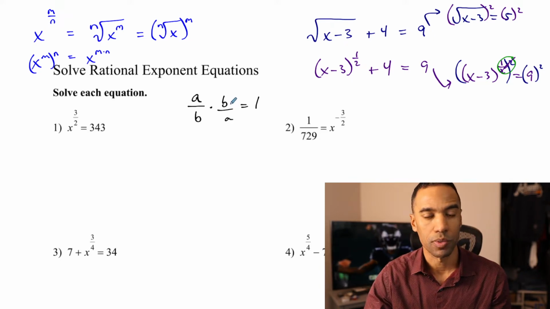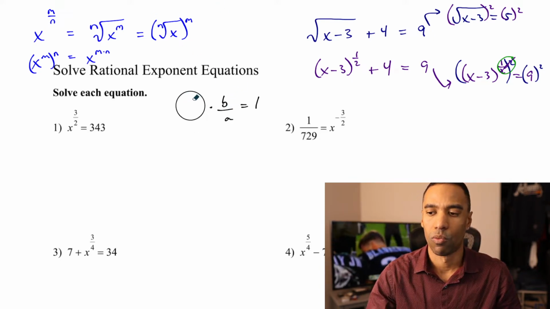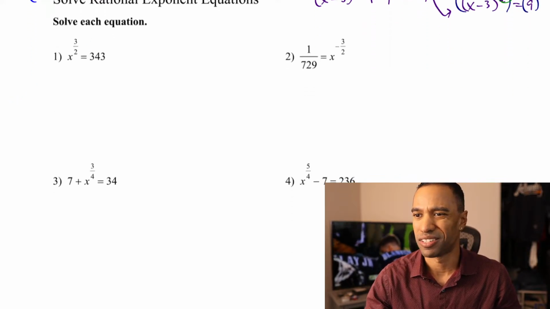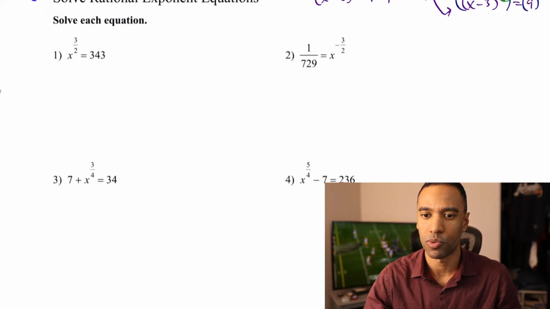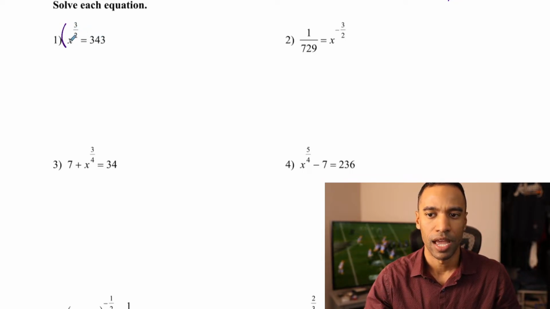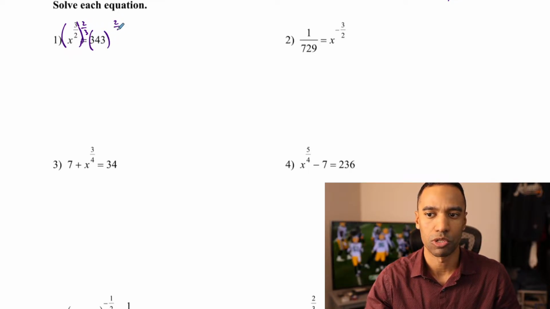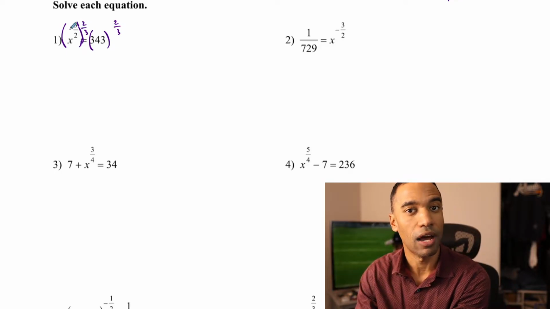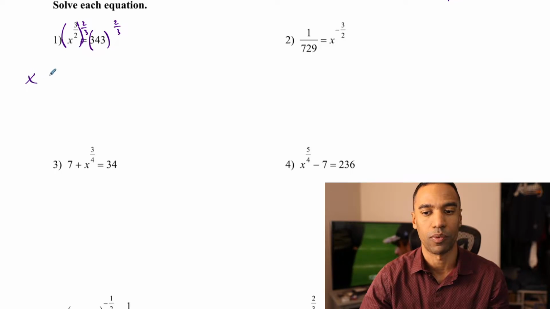You multiply something by its reciprocal right there, and you get 1 out of it. And that's what we're going to try and do here. So in these problems, like this first one, x to the 3/2 power equals 343. If I raise this to the 2/3 power, and this to the 2/3 power, then 3/2 times 2/3 is 1. That'll cancel out what goes on there, and you are just left with x.